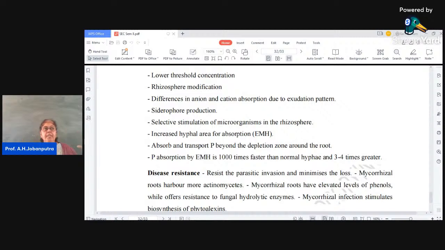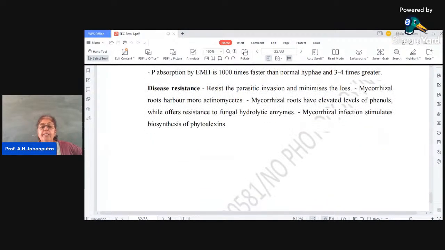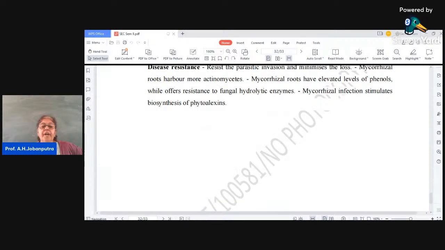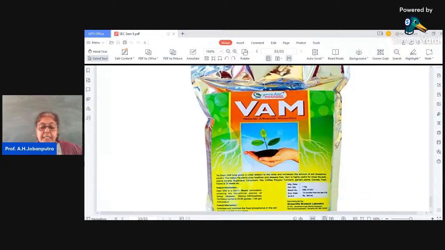So these mycorrhizae form a thick mycelial mat around the roots, and these have high levels of phenols. So these phenols will provide resistance to the roots of the plants against the fungal pathogens. These fungal pathogens will synthesize certain hydrolytic enzymes, आणि त्याच्या अगेन्स्ट हे फिनॉल्स ऍक्ट होत असतात. So mycorrhizal infection also stimulates the synthesis of phytoalexins. तुमचं VAM फंजाईचं बाजारात मिळणारं पॅकेट.